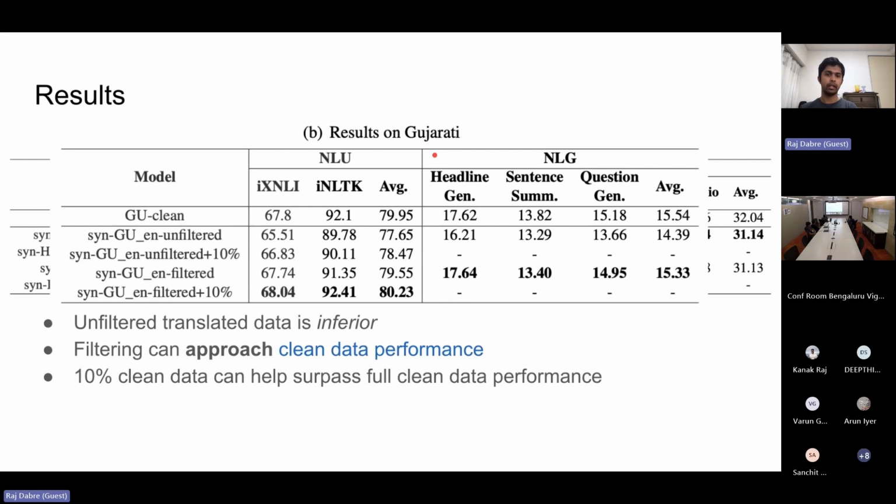What about results on Gujarati? The same trend follows. In the case of Gujarati, you have the synthetic filtered data version fine-tuned on some 10% of original clean data. And you see that this performance actually surpasses the performance of the model which has been trained on Gujarati clean data. And this is present in both the NLU as well as NLG situations. So finally, we have a very important finding over here, which says that unfiltered data does have its limitations, but you start filtering it and you start getting these really important and useful gains.